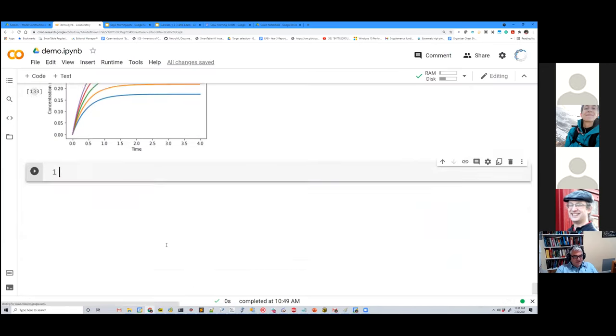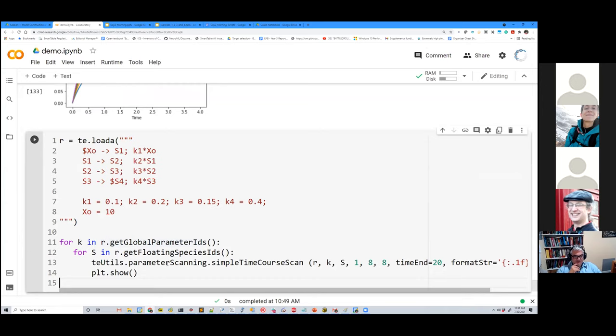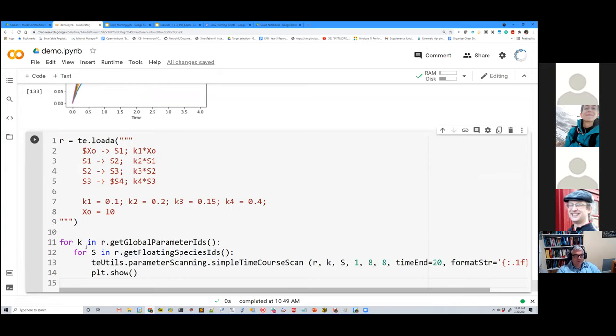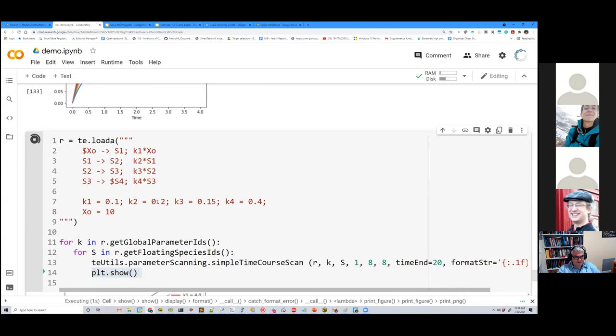Here it is. What I've got here, I'm using the parameter scanning call again, but I've got two loops, an inner loop and an outer loop. The inner loop will look at all the species, and the outer loop will look at all the parameters. So I've got 4 parameters and 3 species. This will actually give me 12 sets of plots, all right? Each time it does a scan, it then shows it, to make it visible. If I run this, you'll see what I mean.